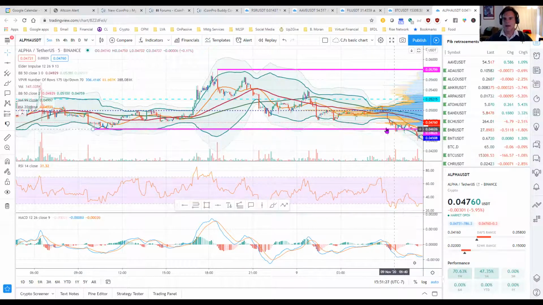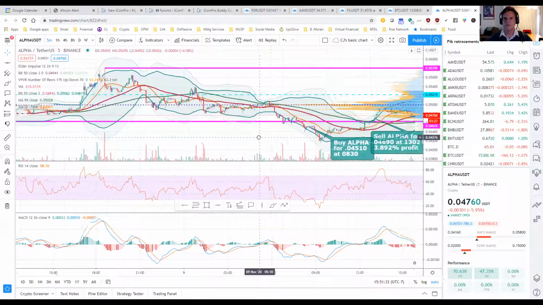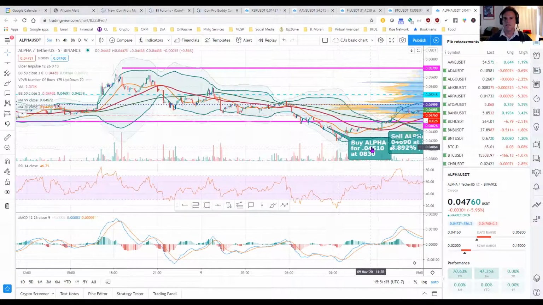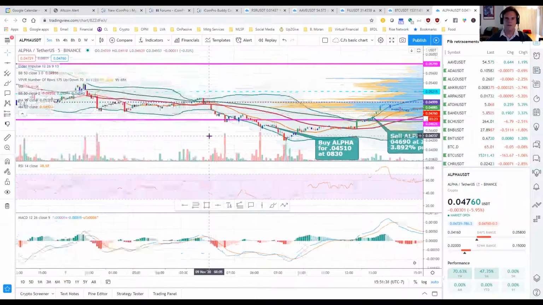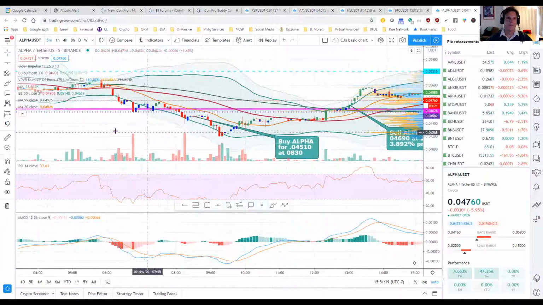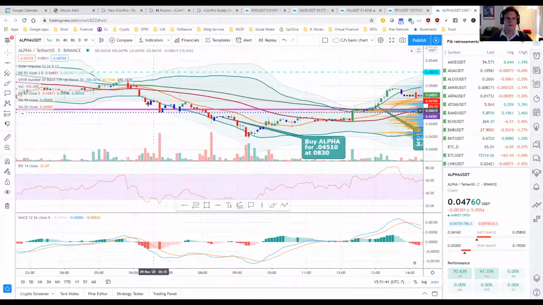So I go ahead and I see what looks to be a 1, 2, 3 dip, and I go ahead and buy this coin at 45.10 at 8:30. I'm going to make this bigger. And you can see here it's a 1, 2, 3. I buy it. I have three candles trending up here, and then it takes another dip, and I'm concerned about this.